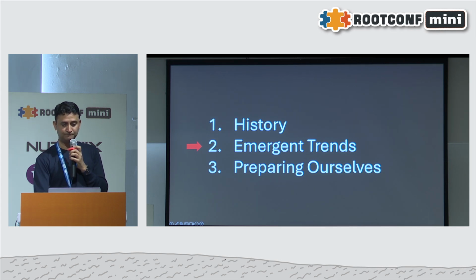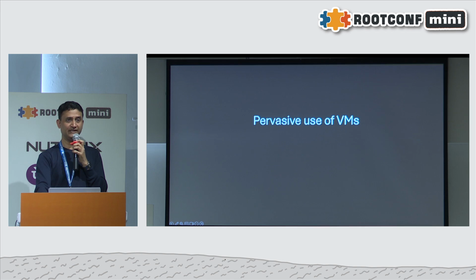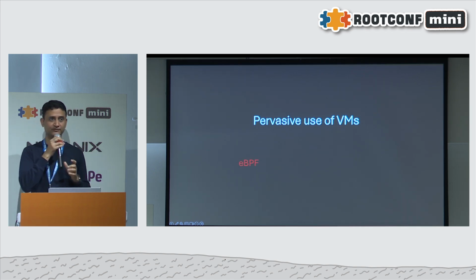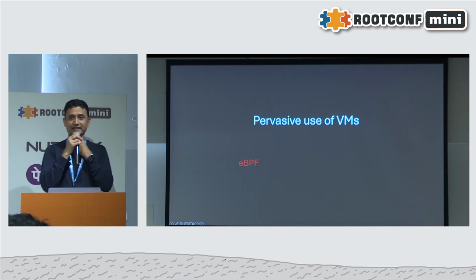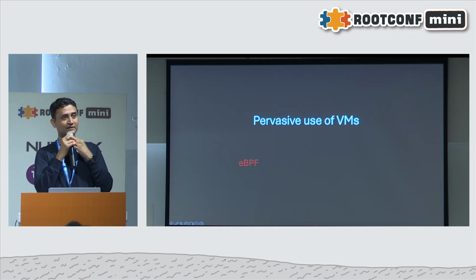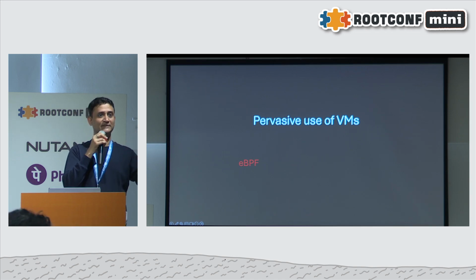Let's start with pervasive use of VMs, virtual machines. I'm going to use two examples. First one is eBPF. Anybody here who's familiar with it? Okay, a bunch of you. All right. So how did eBPF start getting pulled into the kernel? We've got the network side, right?